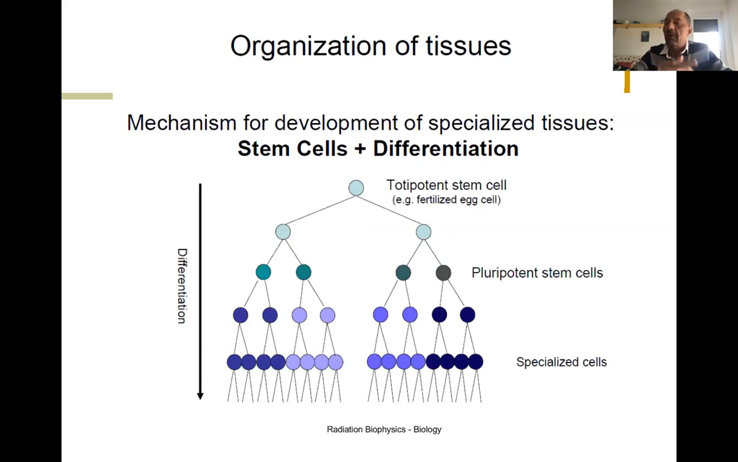For a tissue, the organization of the tissue, essentially you start with the totipotent stem cell. The totipotent stem cell is essentially the first original stem cell that gave rise to us, to a full organism. From the totipotent stem cell, you generate pluripotent stem cells. And from the pluripotent stem cells, you eventually generate the specialized cells. So, to have an organism, you must have stem cells and differentiation of the stem cells.